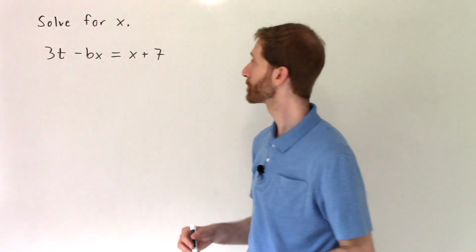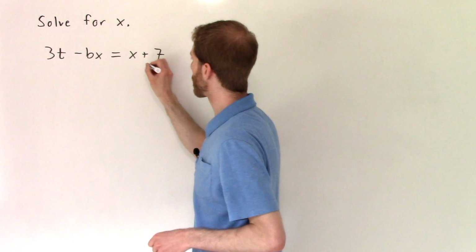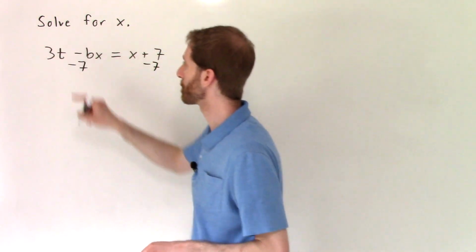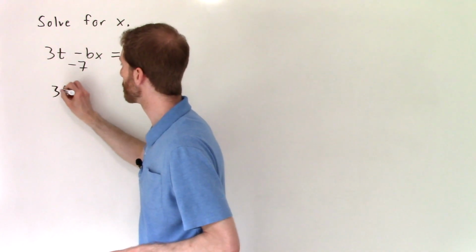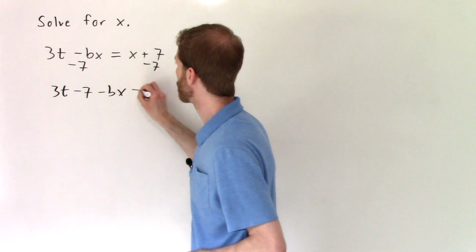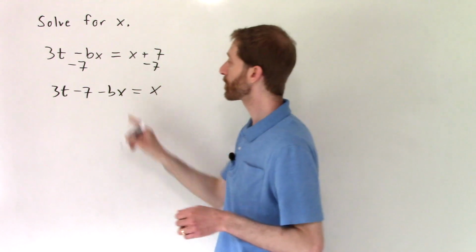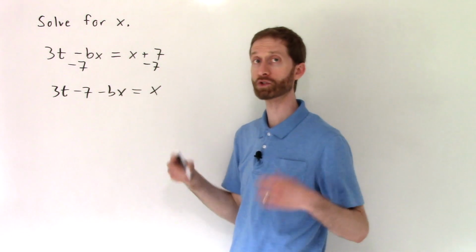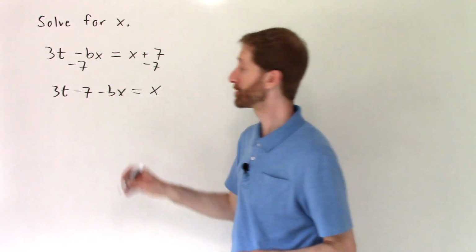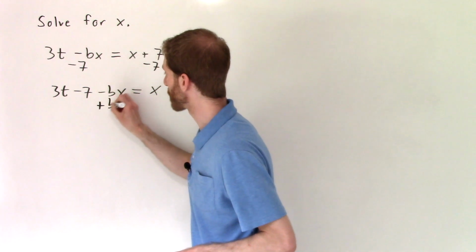Let's execute it. Let's bring the 7 over. I'll subtract 7 from both sides. 7 has no common term to combine with, so we're left with 3t minus 7 minus bx, just copying everything, is equal to x. As I said, we want to solve for x, so I'm going to get all the x terms to one side. I'm going to add bx to undo minus bx, so I add bx to both sides.